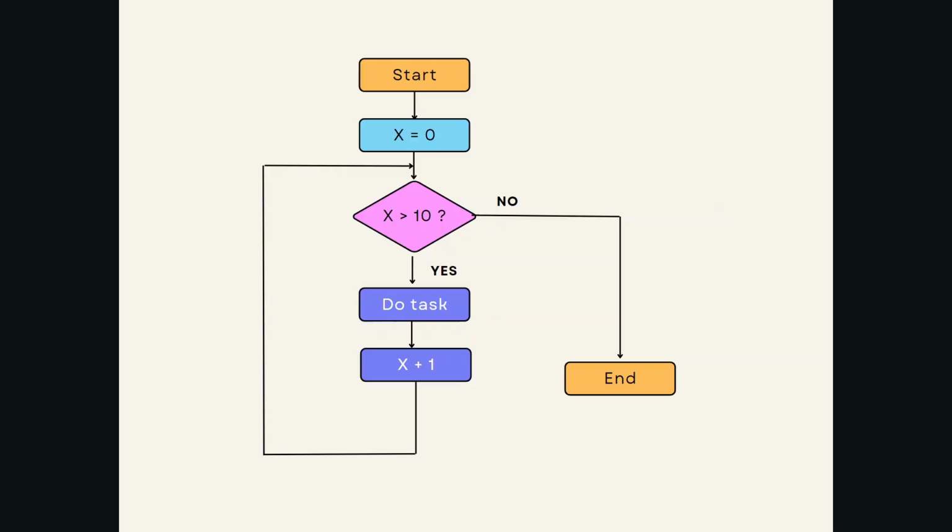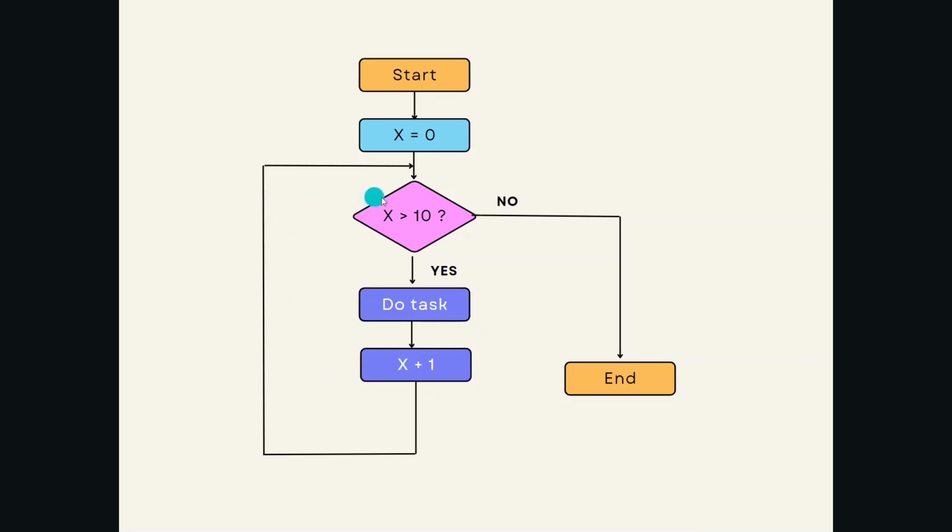Now, let's take a look at a more specific example. Here our program starts. X by default is 0. Okay, let's start. We have a condition. We check whether X is inferior to 10. So X is 0, 0 is inferior to 10, so the answer is yes. We're doing the task. Which task? We're doing X plus 1. We're incrementing our X by 1. Our X is 0, so when incremented by 1, that equals 1.